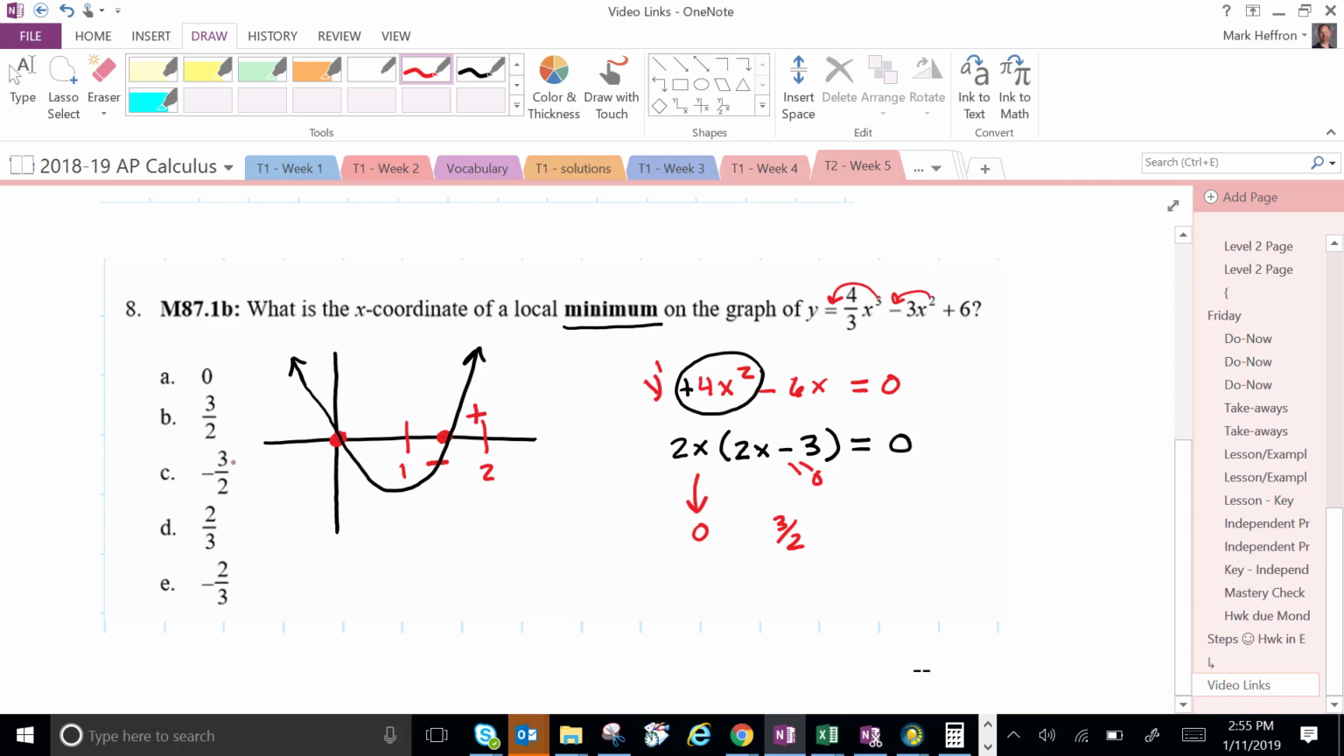So 3 halves is the local minimum. If they'd been asked for a maximum, then the answer would have been 0.